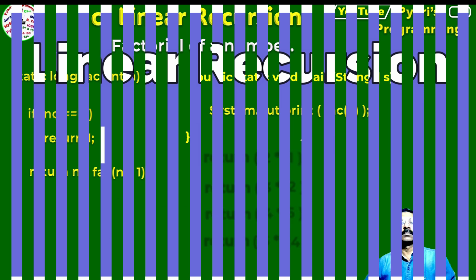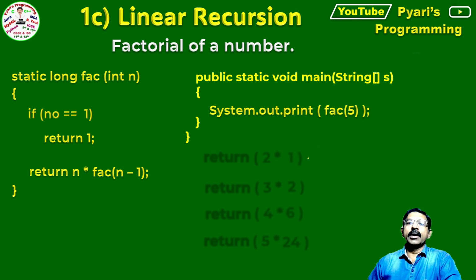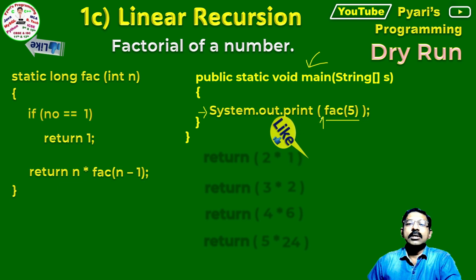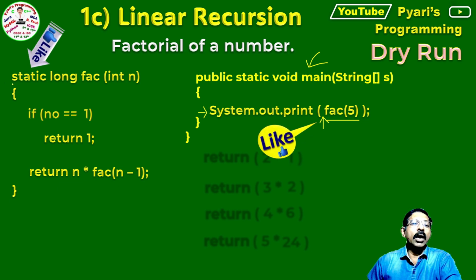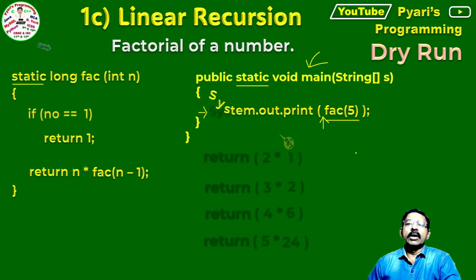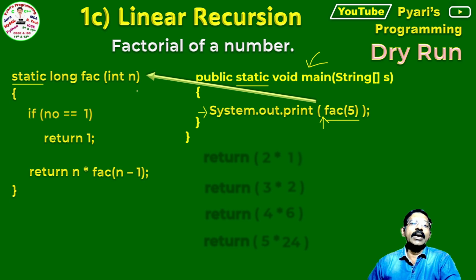Let's start our dry run. First of all, the program execution starts from the main method, and the first statement in the main method is System.out.print, inside which I am having a method call. I am not using an object to call this because it is a static method, and we know that a static method can be called directly without creating an object of the class. So it will transfer the control from here to here. The arrow mark is indicating this one.